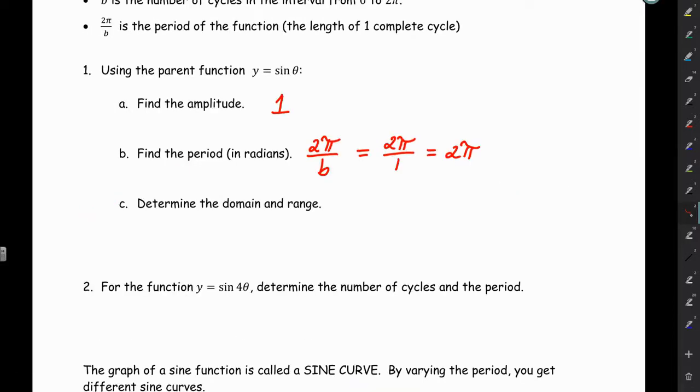And then enter the domain and range. So the domain is all the possible x values. Let's go back to the graph.